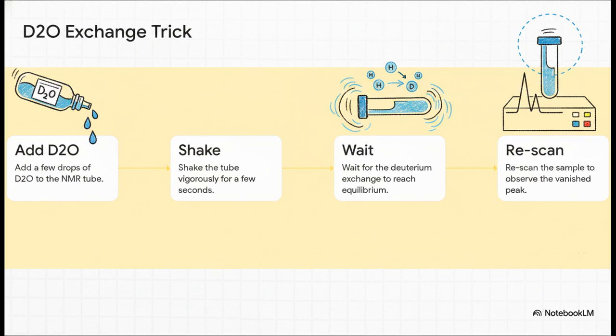You literally just add a few drops of heavy water, D2O, to your NMR tube, cap it, and give it a really vigorous shake. After letting it sit for a few minutes to reach equilibrium, the rapidly exchanging acidic protons on your alcohol just effortlessly swap places with the deuterium atoms in the heavy water. Then you pop the tube right back into the spectrometer and rescan it. Because deuterium resonates at a completely different frequency than regular hydrogen, your problem peak simply vanishes.